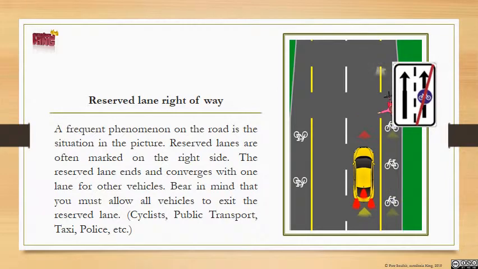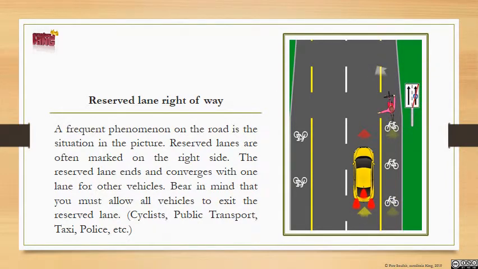A frequent phenomenon on the road is the situation in the picture. Reserved lanes are often marked on the right side. The reserved lane ends and converges with one lane for other vehicles. Bear in mind that you must allow all vehicles to exit the reserved lane: cyclists, public transport, taxi, police, etc.